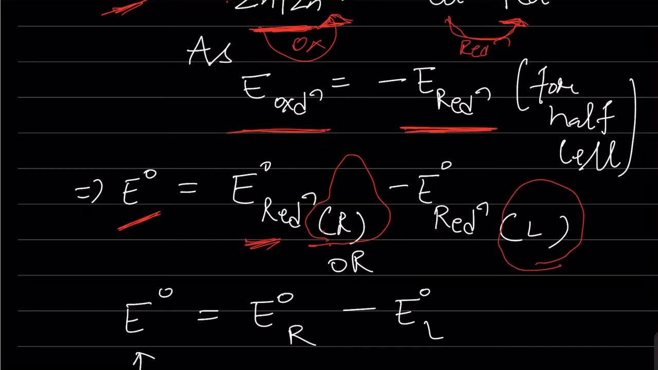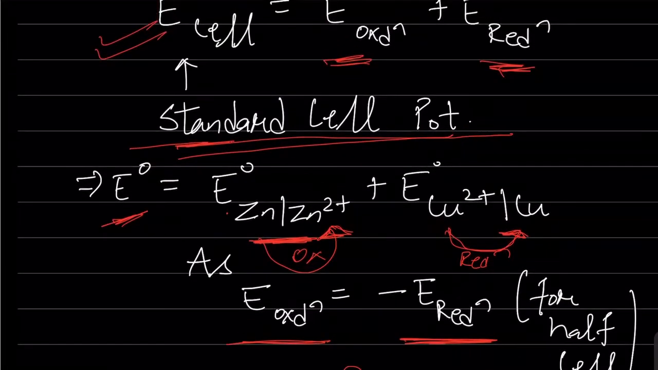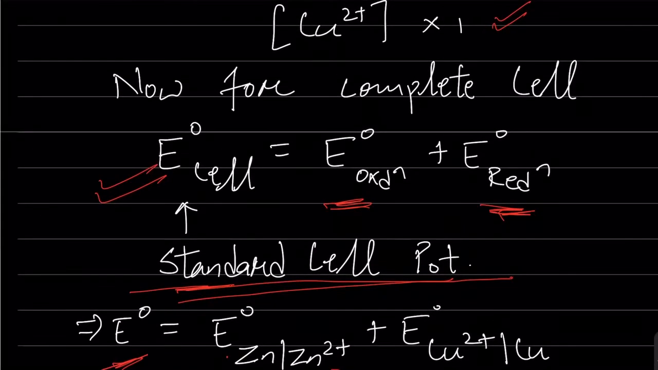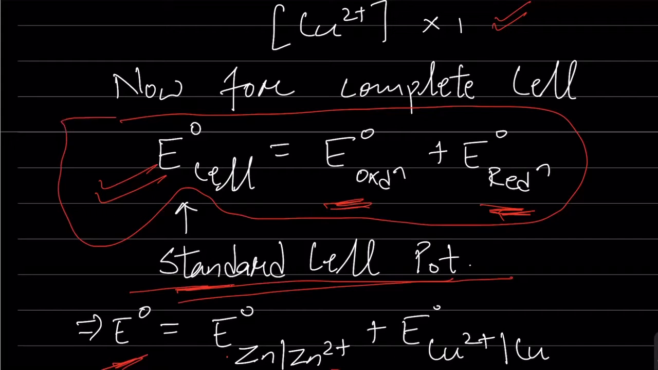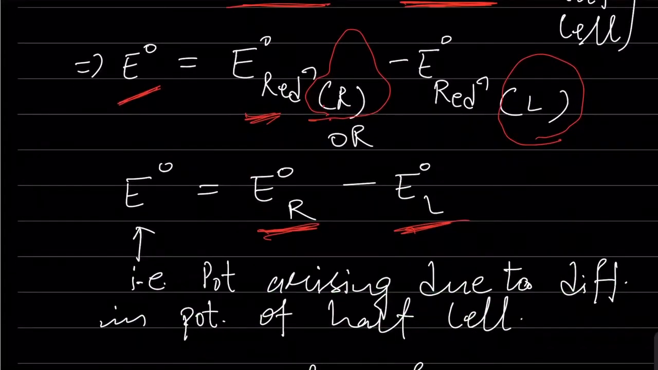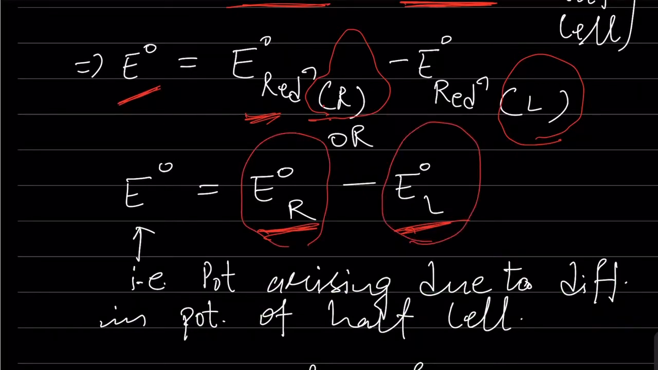So whenever we write E naught right minus E naught left, both are representing the reduction potential. Either we write E naught oxidation plus E naught reduction, like here we have written, or we write E naught reduction of the right half cell minus E naught reduction of the left half cell. Automatically it will come minus.